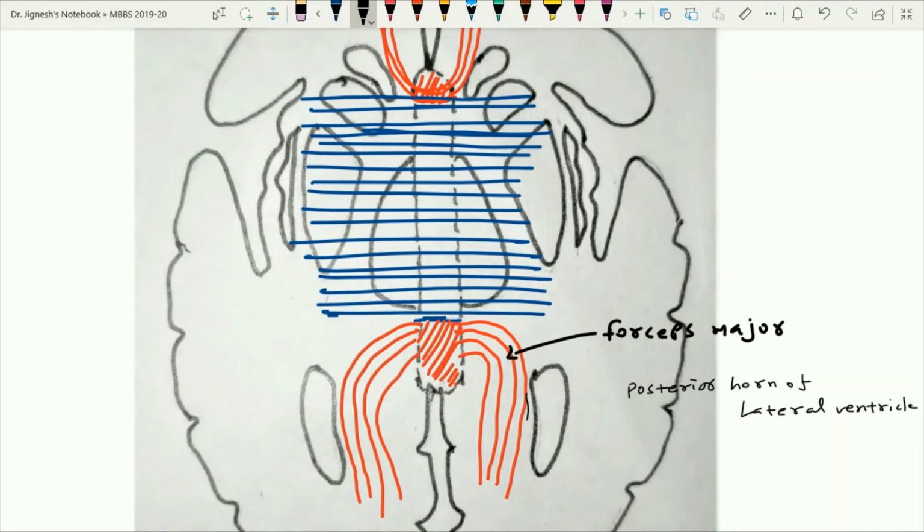The fibers of this forceps major are going to make a bulb. They are going to push on the medial wall of the posterior horn of the lateral ventricle, and this bulging in the medial wall of the posterior horn of the lateral ventricle is called the bulb of the posterior horn.